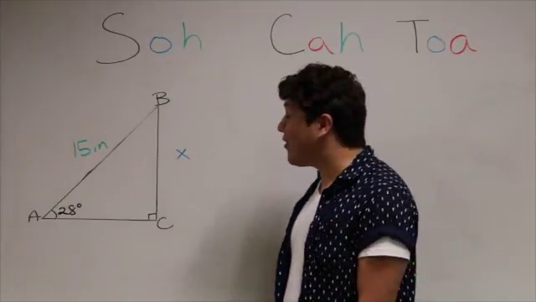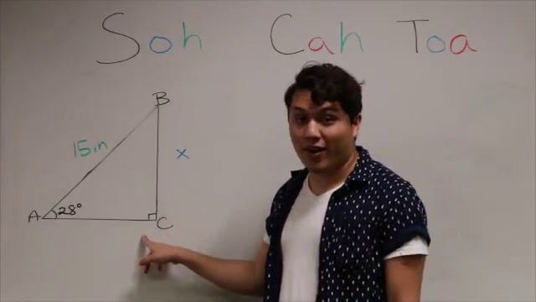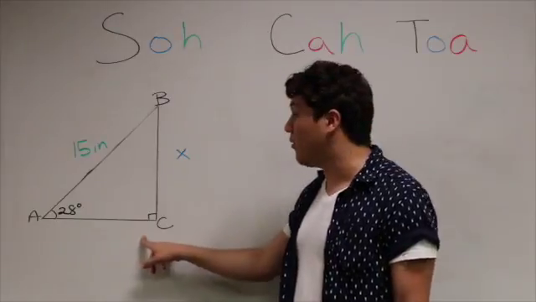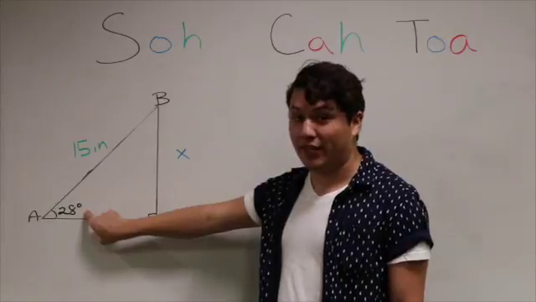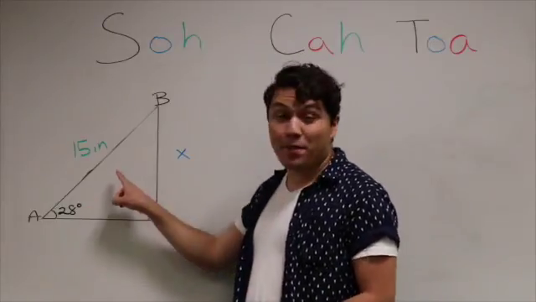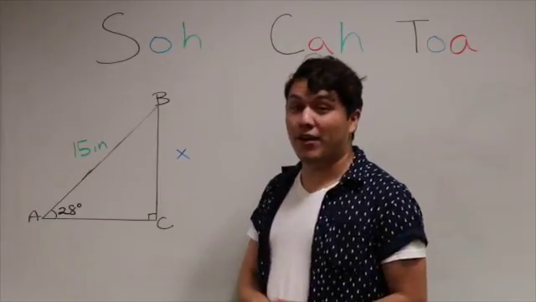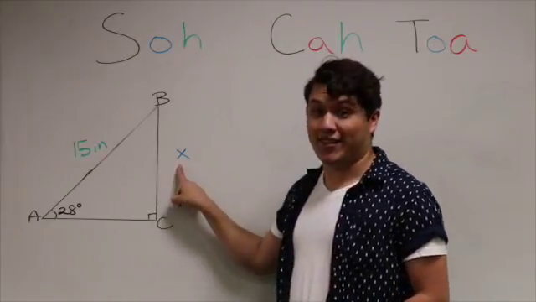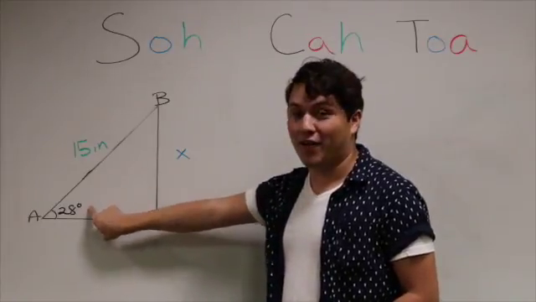Alright, now let's take a look at a problem. Okay, here we have the right triangle. What do we know about this right triangle? Well, we're given that an angle is 28 degrees, and we're also given that the hypotenuse is 15 inches. What are we trying to figure out? Well, we're trying to figure out what x is. And x also happens to be opposite of the angle given.